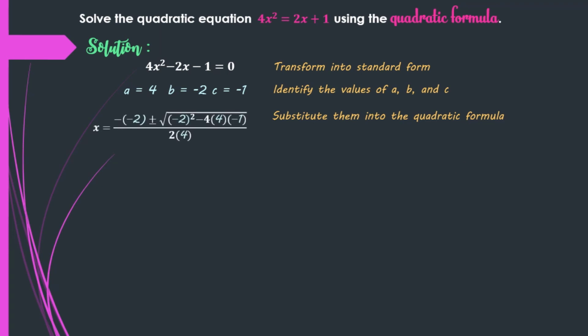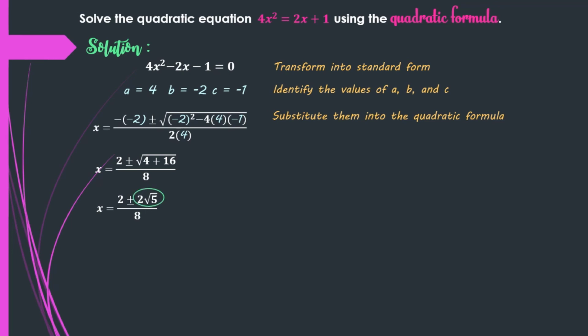So we have x is equal to negative times negative 2, plus or minus the square root of negative 2 squared minus 4 multiplied by 4 and multiplied by negative 1, over 2 times 4. We simplify the equation. We now have x is equal to 2 plus or minus the square root of 4 plus 16, over 8. So simplify still the equation. We have x is equal to 2 plus or minus 2 square root of 5, over 8.